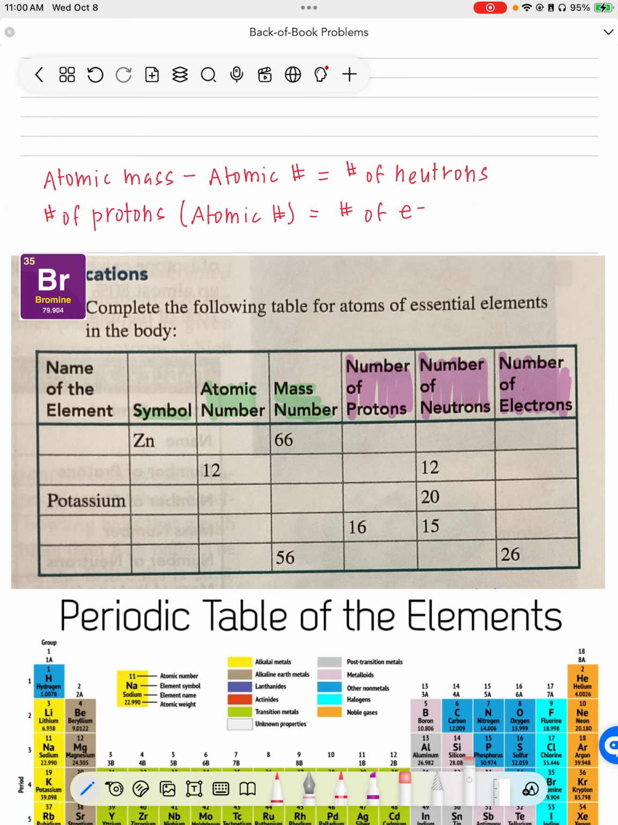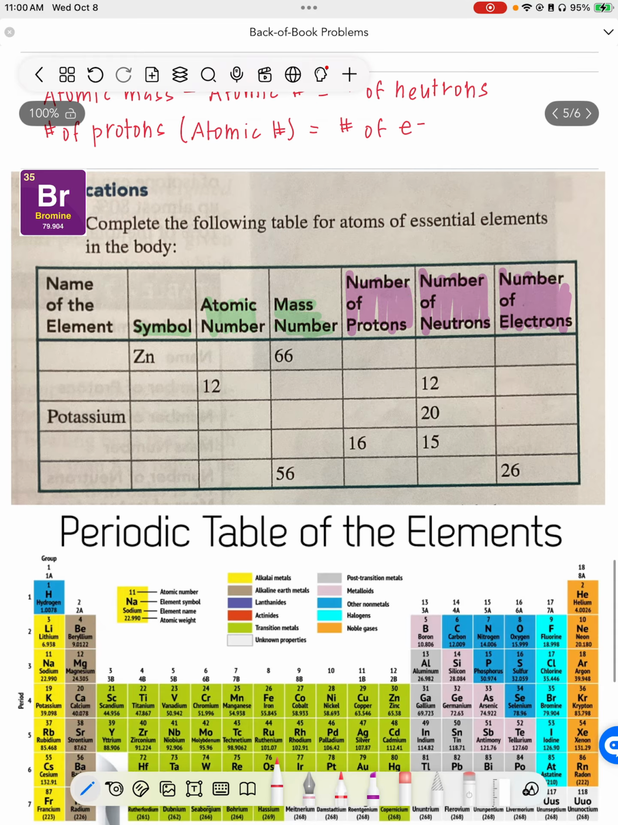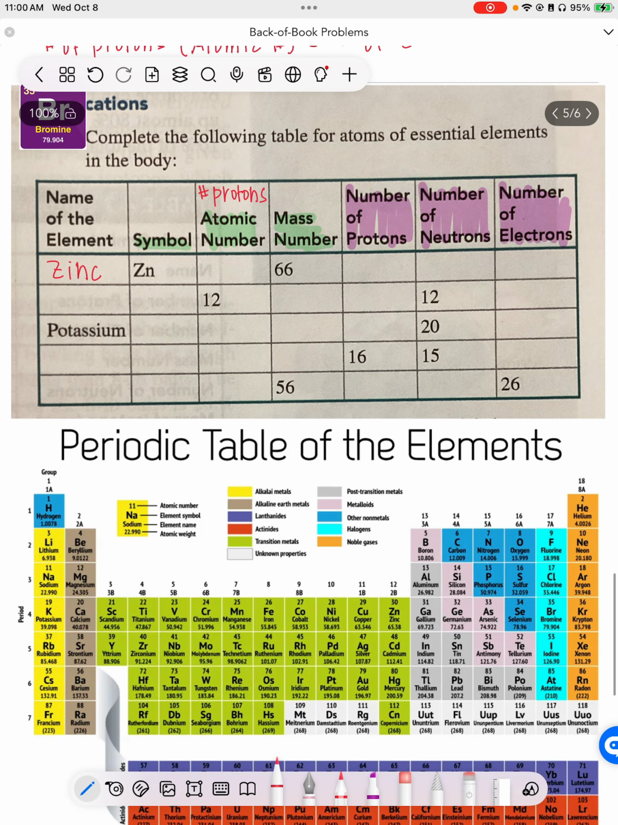All right, so let's get started. The first one gives us the symbol, which is Zn. So hopefully you've done some memorization and know that Zn stands for zinc. And it wants to know zinc's atomic number. So remember that atomic number is the number of protons, and that never, ever changes. Zinc will always have the same number of protons. So we come down to our periodic table. Here's zinc. And just look at it for a second. How many protons do you think zinc has?